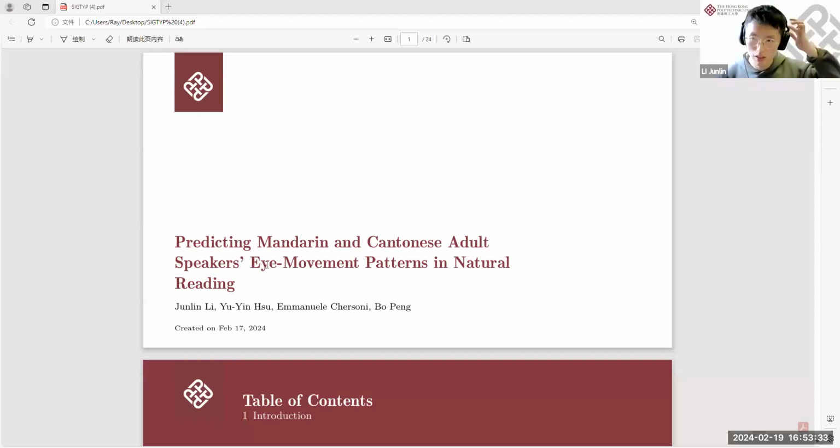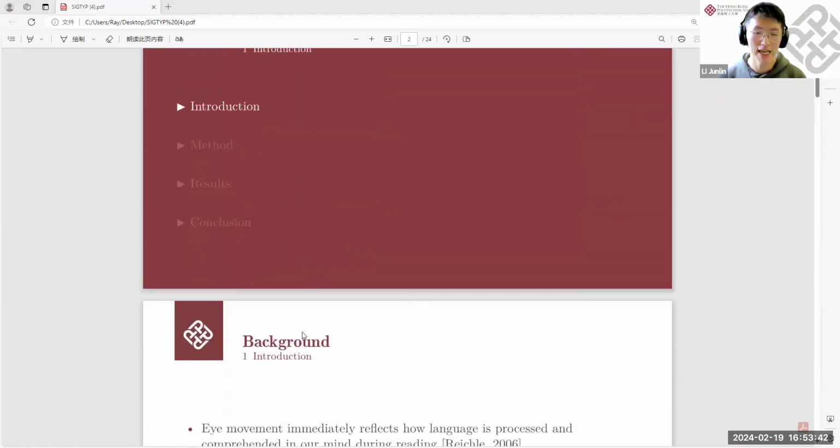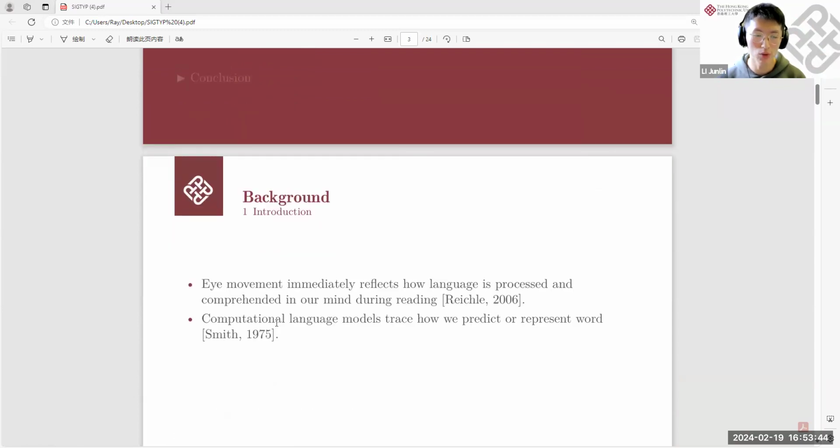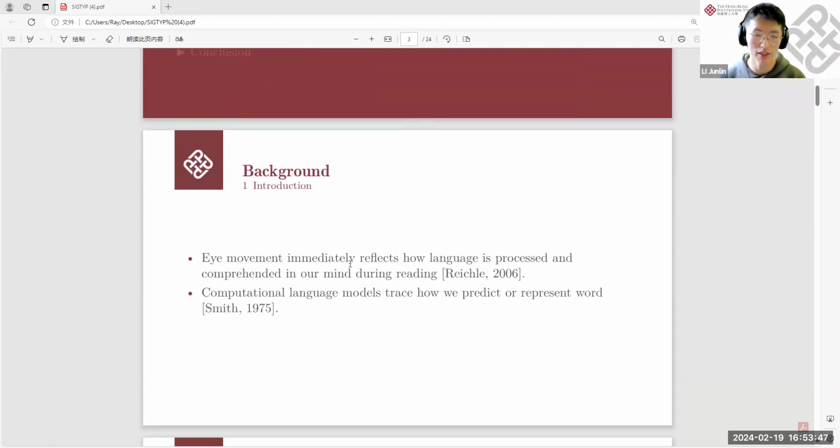Hello everyone. Today's presentation is about predicting Mandarin and Cantonese adult speakers' eye movement patterns in natural reading. My name is Junlin Li, and the background of our research is that eye movement immediately reflects how language is processed and comprehended in our mind during reading.